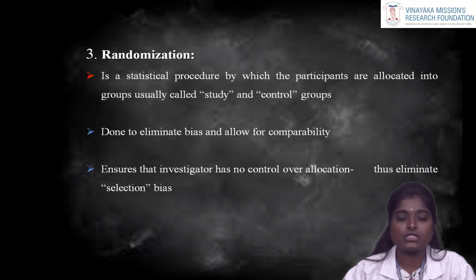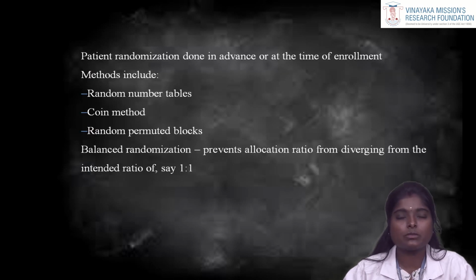Randomization is necessary in a clinical trial if it is randomized, and if it is not randomized, it is not actually necessary. It is a statistical procedure by which the participants are allocated into groups like study and control group. It is done to eliminate bias and allow for comparability. It ensures that the investigator has no control over the allocation, so it will eliminate selection bias. Patient randomization is usually done by random number table, coin method and random permuted blocks. It will ensure a balanced randomization, for example a 1:1 ratio.